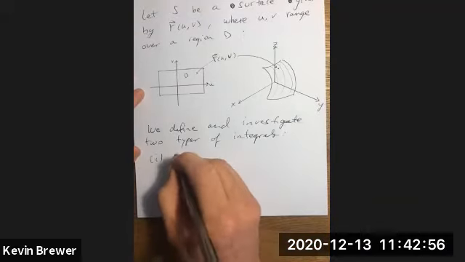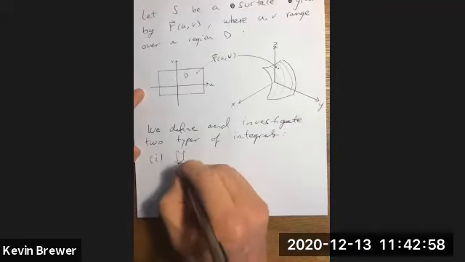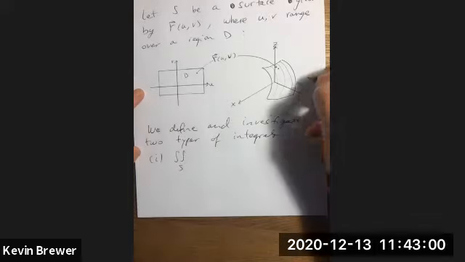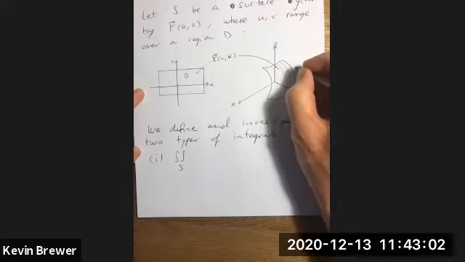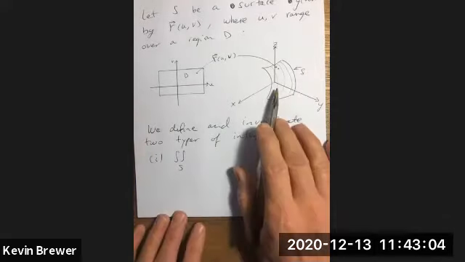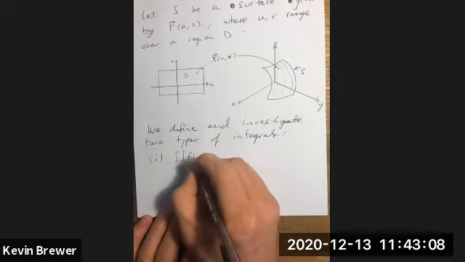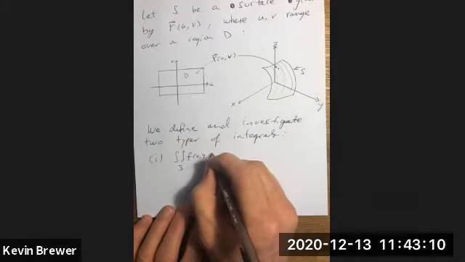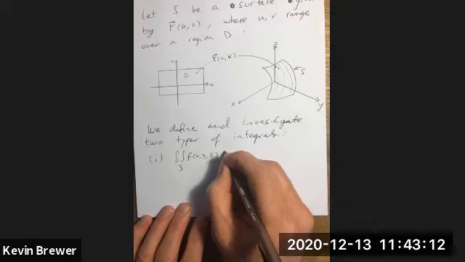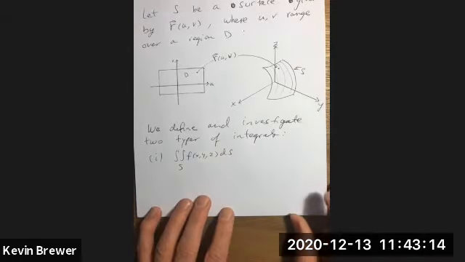The first is a double integral over S. So by the way, I did not label that clearly. This is the surface S over here. The double integral of a scalar function, f of x, y, z, dS.